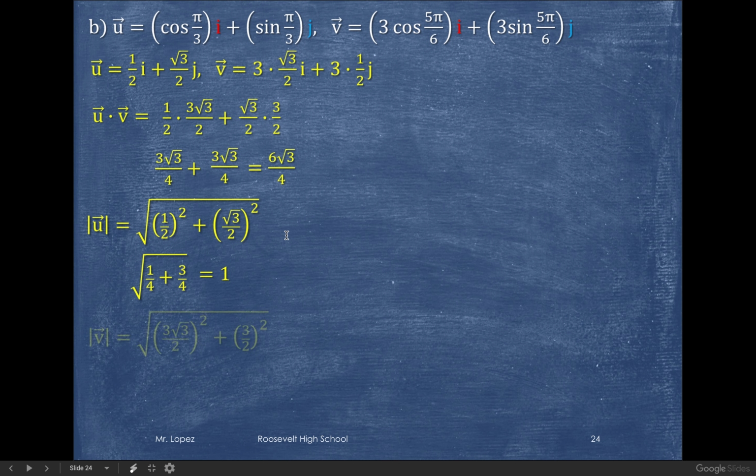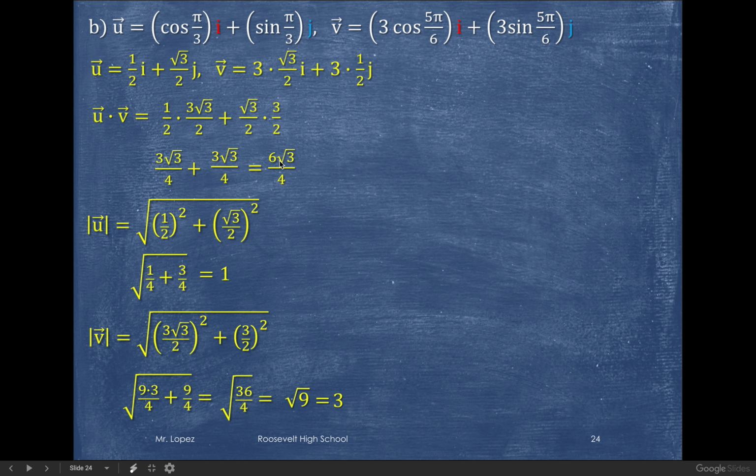We do the same with vector v. Plug in this for x and this for y. 3 squared is 9. This cancels out, so 3 times 9 is 27 on top. 2 squared is 4, so 27 over 4 added to 9 over 4. 27 plus 9 is 36 over 4, which is equal to square root of 9. Square root of 9 is 3. These numbers turn out to be integer numbers.